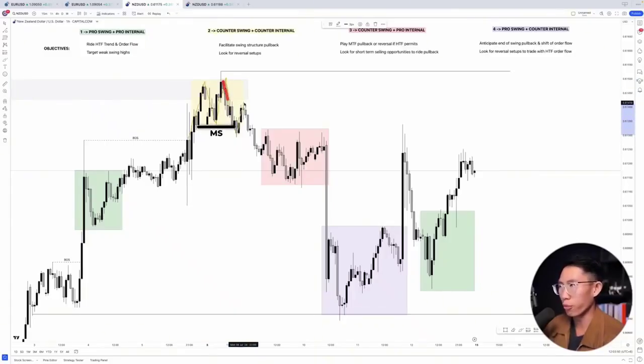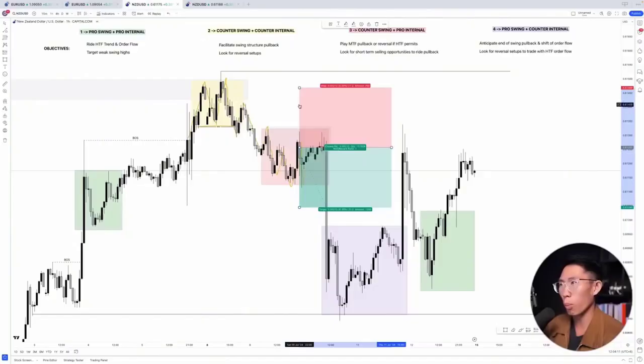And then over here, there's a little bit of failed reaction before price goes down even lower, creating your lower high and lower low, right? Lower high, lower low. And then in this case, you can drop your medium time frame supply zone right here. So if you want to enter for a sell right here, that will be phase 3, right, where you are trading counter swing and pro internal, and this is when you can easily look for some selling opportunity right here.